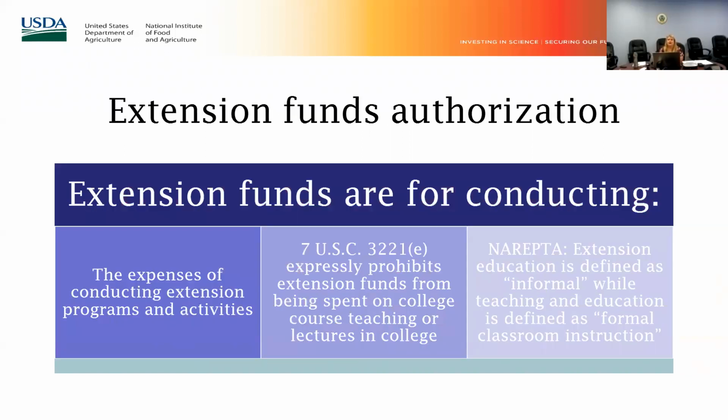For extension, it's much broader. It's the expenses of conducting extension programs and activities. When you look a little further, you'll see that 3221E prohibits extension funds being spent on college course teaching and lectures. And then further, extension education is defined as informal, whereas teaching and education is defined as formal classroom instruction. So extension is really those activities that are not formal classroom instruction.